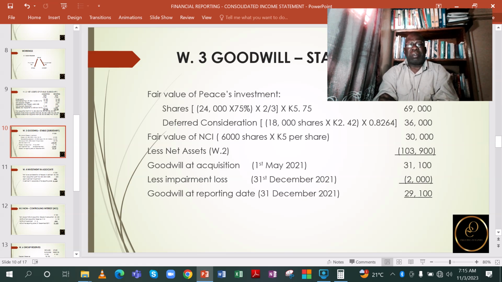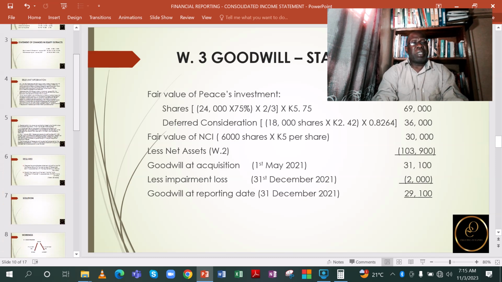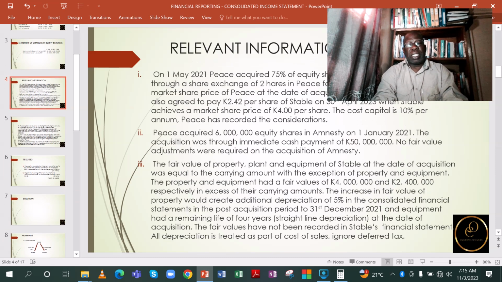So that's how we determine the fair value of Peace's investment, and then we look at also the fair value of NCI. Out of the 24, 6 million shares belong to non-controlling interest, and we are guided that the fair value of non-controlling interest will be 5 kwacha. So that's why we multiply by 5 kwacha. The fair value, we get back to that one.